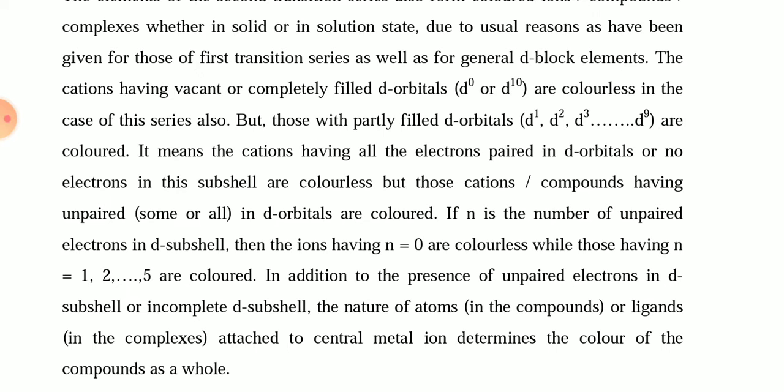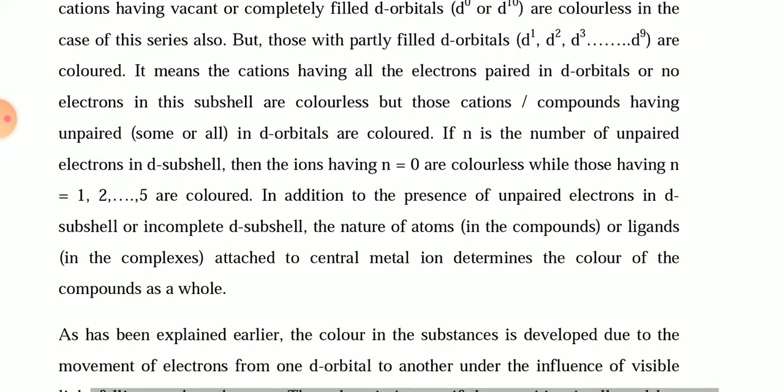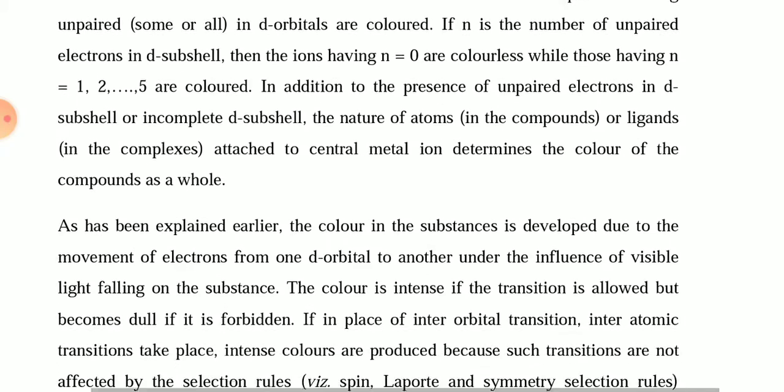orbital are colored. If n is the number of unpaired electrons in a d subshell, then the ions having n equal to 0 are colorless, while those having n equal to 1, 2 to 5 are colored. Okay, in addition to the presence of unpaired electrons in the incomplete d subshell, the nature of the atoms or ligand attached to the central metal ion determines the color of the compound.